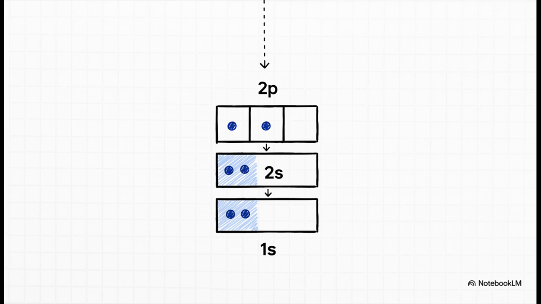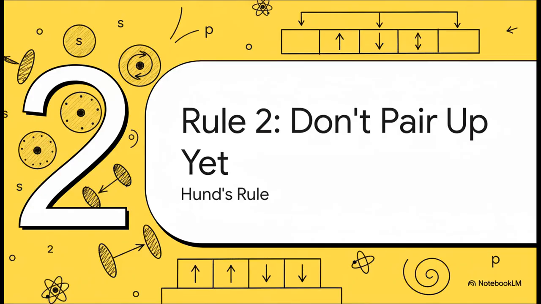Let's take carbon, for example. It's got 6 electrons. The first 2 go into the 1s orbital, the next 2 settle into the 2s, and the last 2 start filling up the 2p orbitals. It's that foundational.